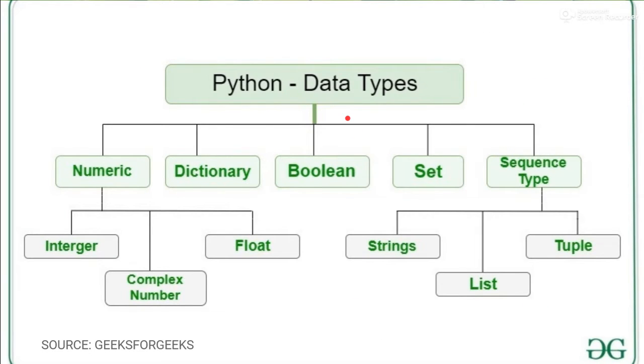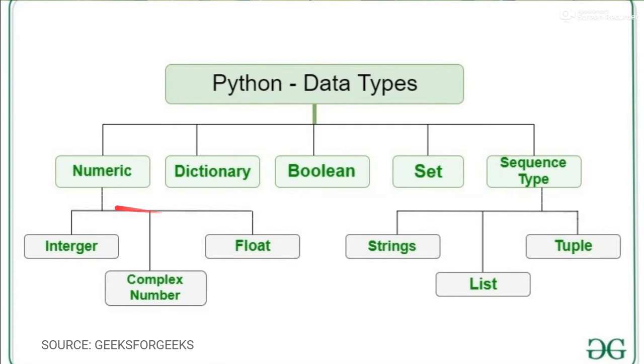Now let's see the classification of data types in Python. So in Python, data types are broadly divided into 5 categories. First, numeric; second, dictionary; third, boolean; fourth, set; and fifth, sequence. Now we will understand all of these data types separately and in detail, but in this session I am just going to give you some basic ideas about them, at least for some of them.